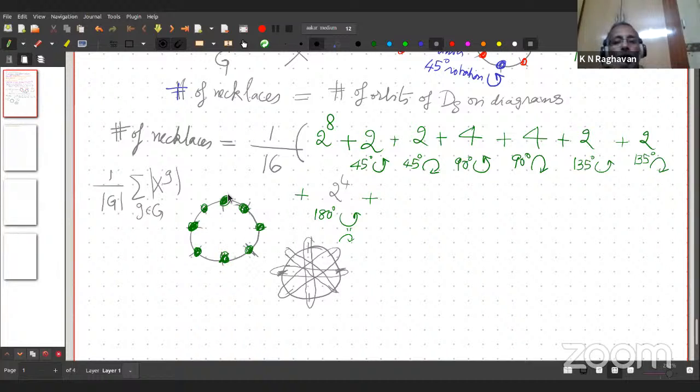Okay, so let me go back to this picture. So let us take a reflection, say, like this, in this line. Now, if a diagram is fixed under this reflection, then what can you say? If I put some blue here, then that means when it gets reflected, it goes here. So whatever color I put here, I must put here. So these two are related.